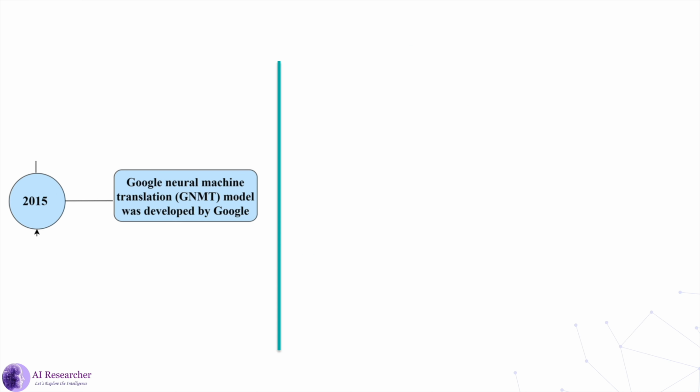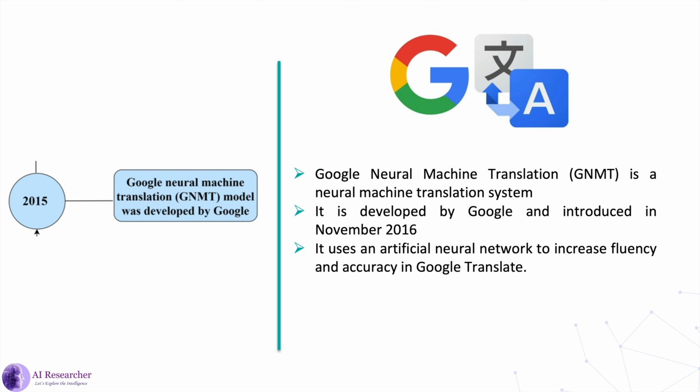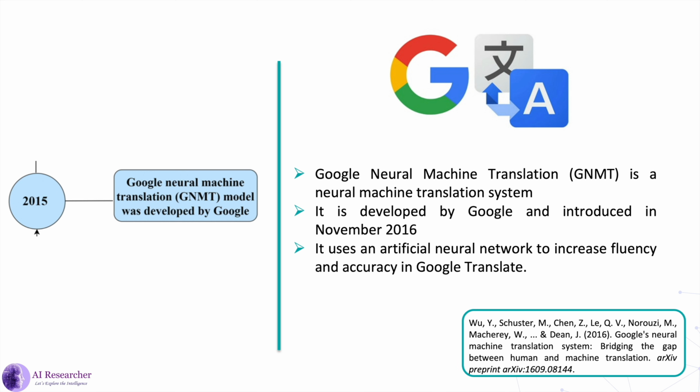We can say 2015 was a remarkable year for Google as they developed Google's neural machine translation model. Google Neural Machine Translation is a neural machine translation system introduced in November 2016 that uses an artificial neural network to increase accuracy in language translation. I also attached one of the studies on this.